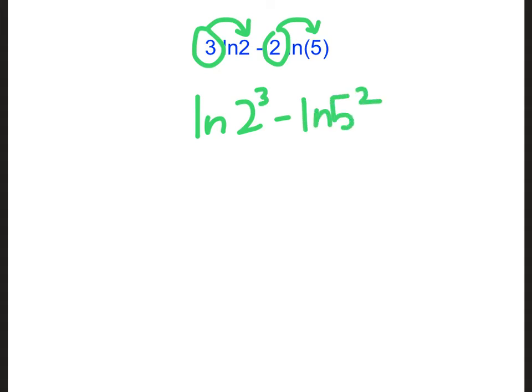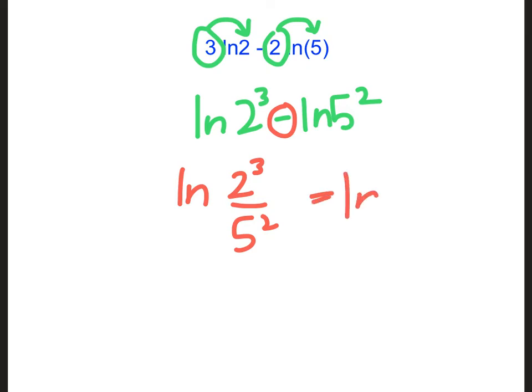Now I don't have any addition, so I can't use the product property, but I do have a minus. And that subtraction sign tells me that I can use the quotient property, so I can make it a fraction. So I can do the natural log of 2 to the power of 3 divided by 5 squared. Now if you want to simplify it, I would probably leave it like that. You could call it the natural log of 8 over 25. I would take either of those as your final answer.